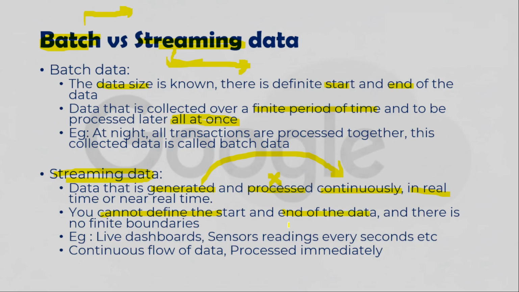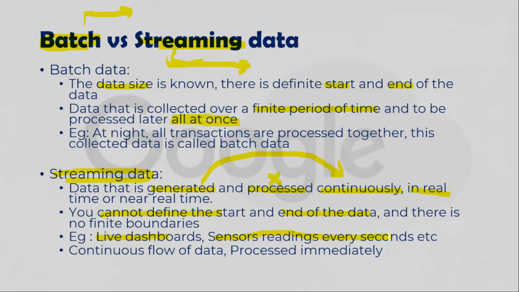It is just coming out of a source, flowing rigorously and very fast, so that you cannot even define the start and end of the data, right? So, which are the examples? We have the live dashboards and the real-time logs. I mean, the sensors of a machine in a factory reading every second. It is generating a tremendous amount of data continuously. It's not batching itself. It's just generating continuously.